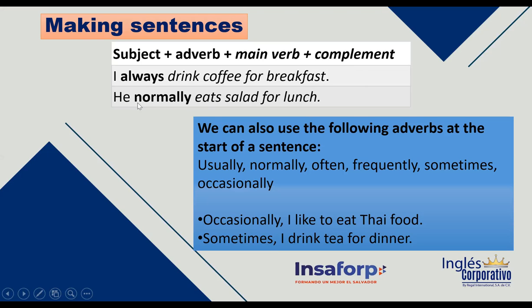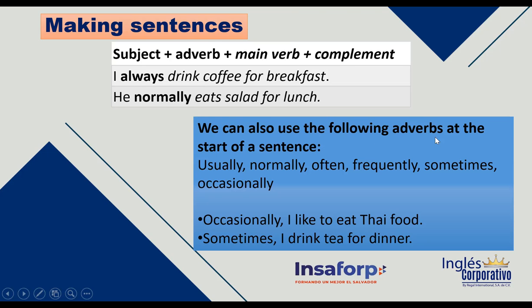Now let's see, here is something important. Aunque estemos utilizando adverbios de frecuencia, la tercera persona del verbo siempre la vamos a necesitar. En este caso, he es una tercera persona y en las terceras personas a los verbos le agregamos una S. Siempre la vamos a necesitar, aunque escribamos el adverbio de frecuencia. He normally eats. He never eats. So that is important to remember.